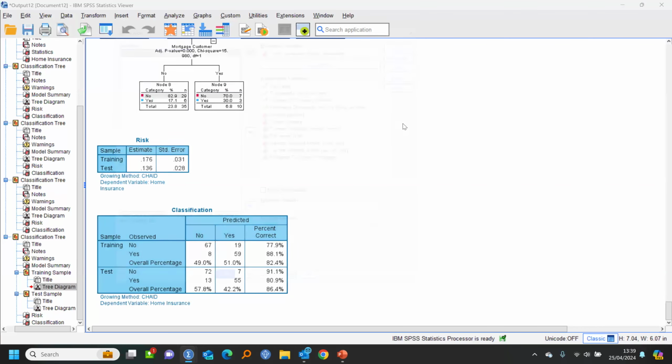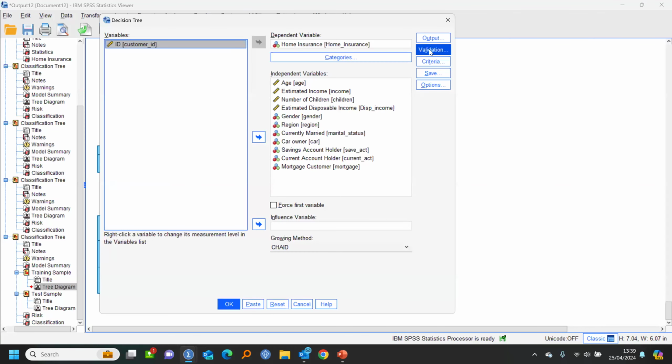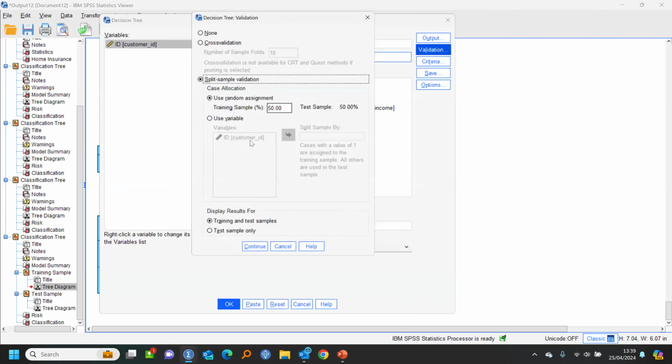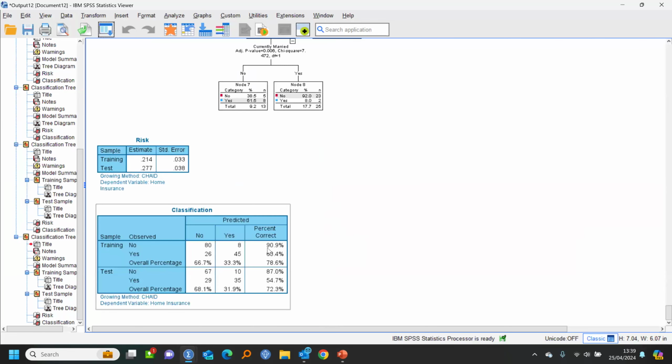I mean, I could run the procedure again, and it should choose a different random 50% split. If I click it again, run the procedure again, you can see now it's different. It's 90% accurate in the no group in the training and only 63% accurate in the yes. Whereas down here, it's 87% accurate in the no and 54% accurate in the yes. A difference of 78% accuracy versus 72% accuracy. So bear in mind that you can get lucky even with a training test split, but this is a way to give us an idea of how stable the tree actually is and how good a model it is, if you like.